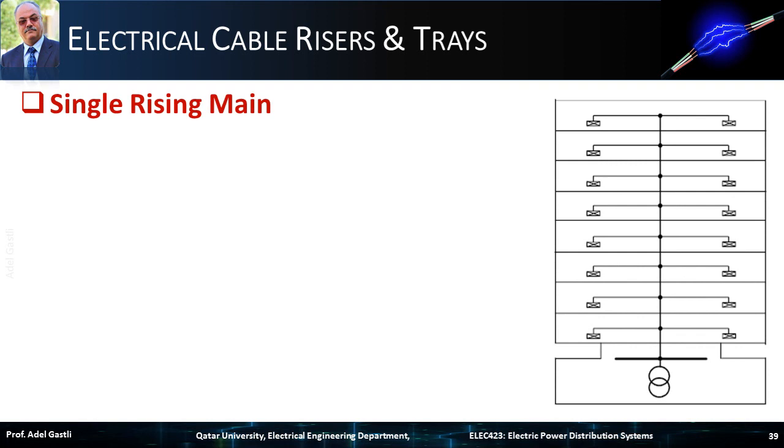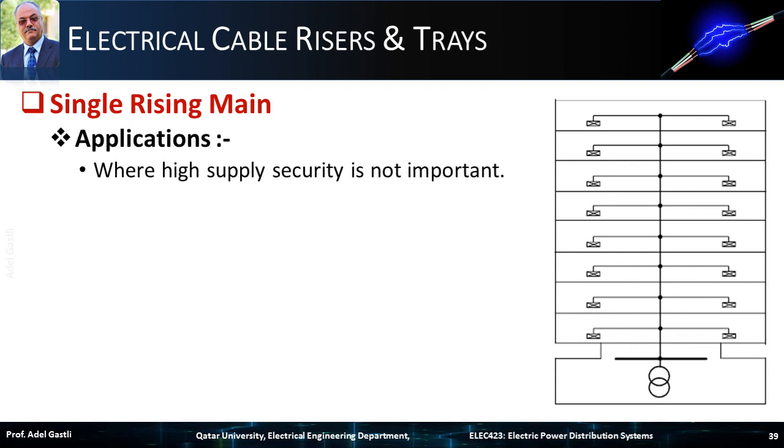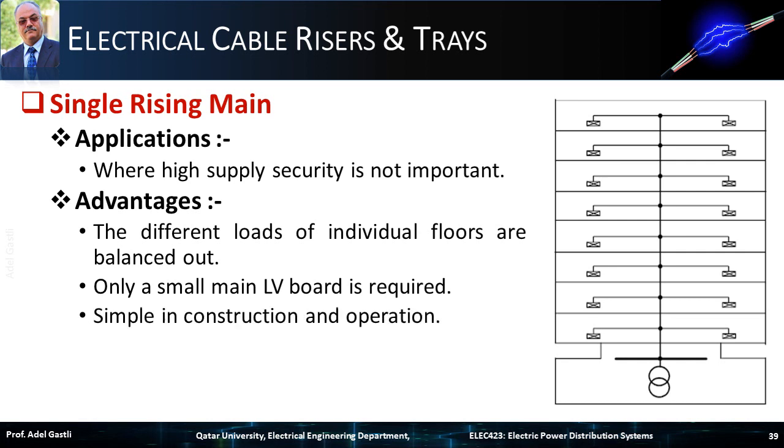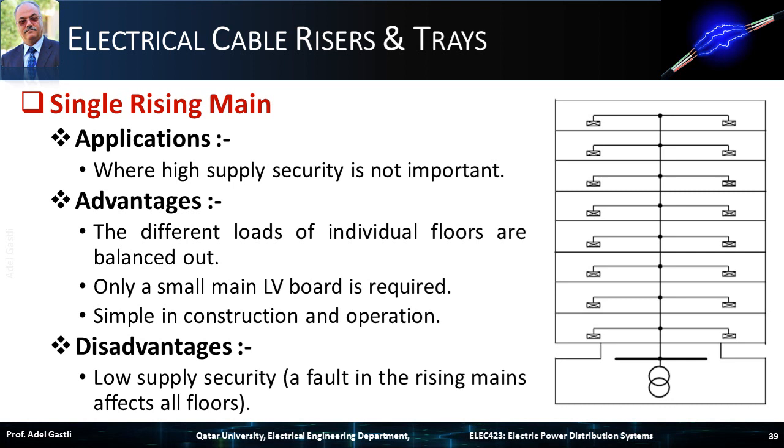Let's discuss one by one and start with the single rising main. This type is applied where high supply security is not important. It exhibits the following advantages. The different loads of individual floors are balanced out. Only a small main low voltage board is required. It is simple in construction and operation. While it has the following disadvantages. That is, its low supply security. Indeed, a fault in the rising mains affects all floors.